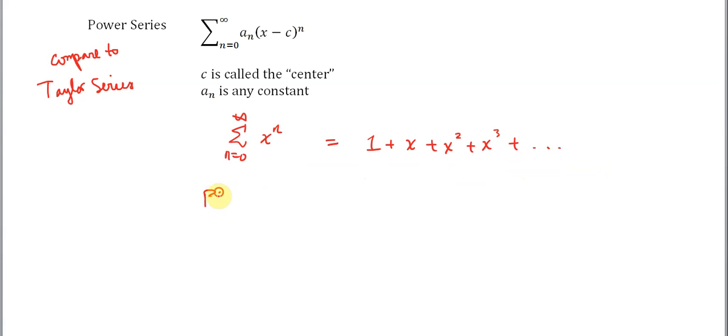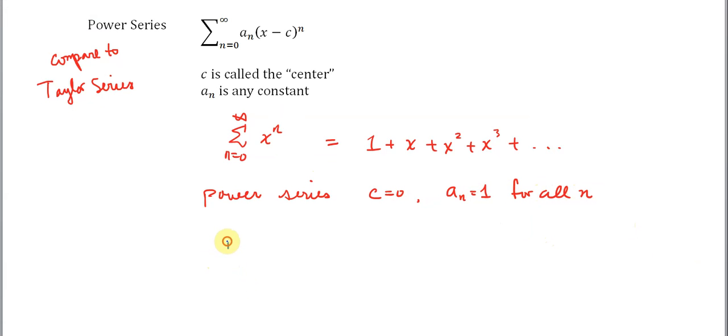So this is a power series. What we've been calling a geometric series is really just a power series where c is equal to 0, right? And a sub n is equal to 1 for all n's, where all of the constants here are equal to 1. Okay, so and let's look at a Taylor series as well.